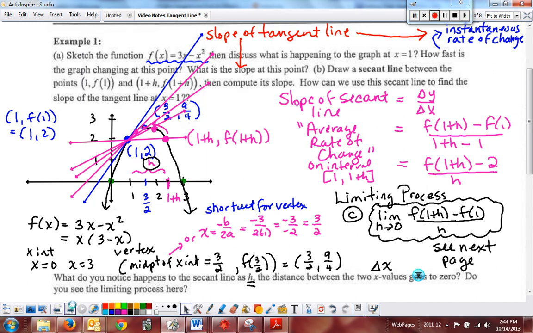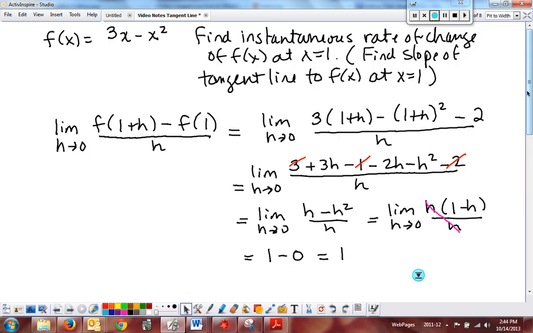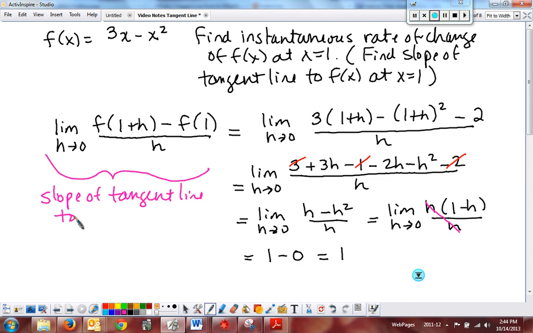Now, a couple of things that I want to add to this at this point. Let's talk about some notation. So this is basically what we're calling the slope of the tangent line, what this formula is going to find for us. Okay? All right, so this is going to be our formula for the slope of the tangent line to f of x, to your function, at x equal to 1.